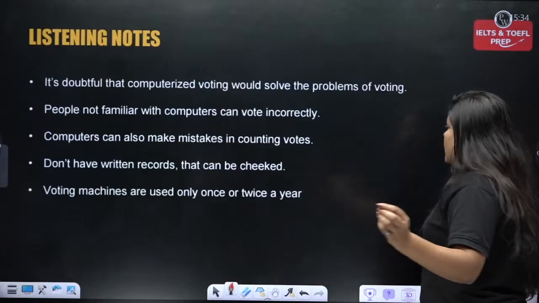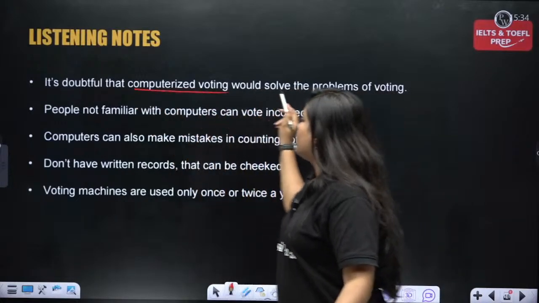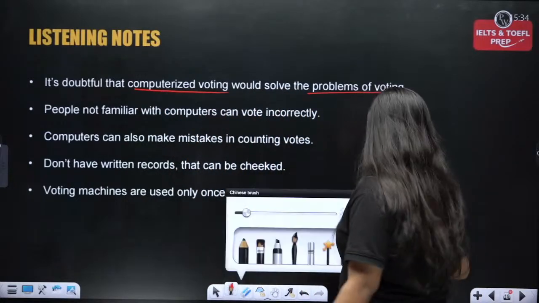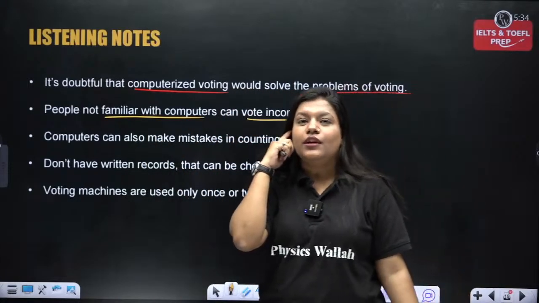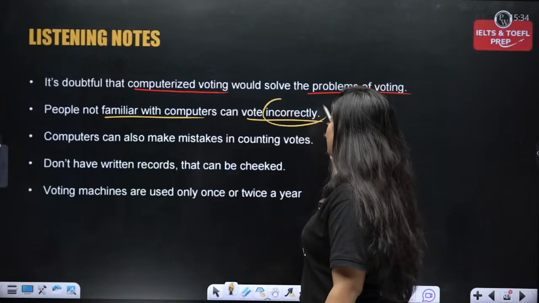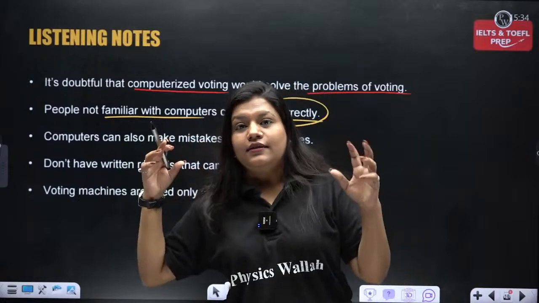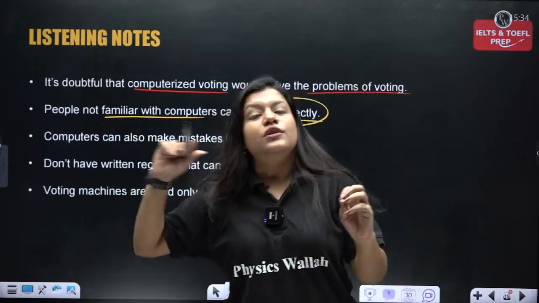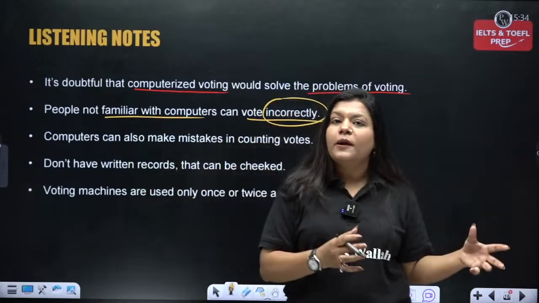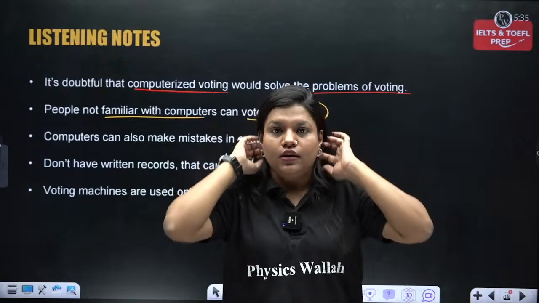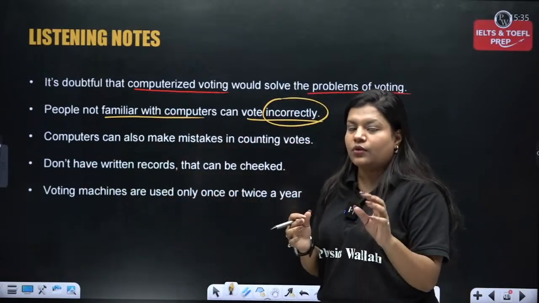Okay, now here are some of the pointers that we need to take from the listening audio, which is, it is doubtful that computerized voting would solve the problem of voting. Okay, people are not familiar with the computers and can vote incorrectly. Now, it is not important that you're going to write the spelling of incorrectly, correct and familiar and all that. So if you are lacking time, if you're not able to write as complete as this, you can just write the abbreviations, because note making doesn't have to be accurate on the grammatical as well as on the spelling portion. So you can write the contractions and abbreviations at the same time, that is understandable to you. Okay, so this is what you can do in order to save time.